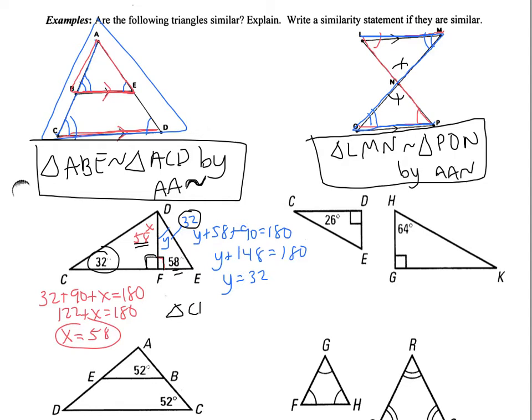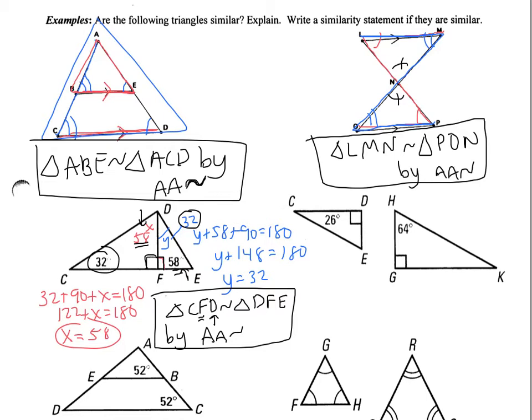The left triangle is triangle CFD. Now I need to match up angles. Angle C is 32 degrees. That matches up with D in the right triangle. And then F is the 90-degree angle, so F is the 90-degree angle on the right triangle as well. And then D, in my left triangle, 58 degrees, goes with E. So this is by AA similarity. So again, you have to match up the congruent angles. Right now, pause the video and try this next example on your own, please.